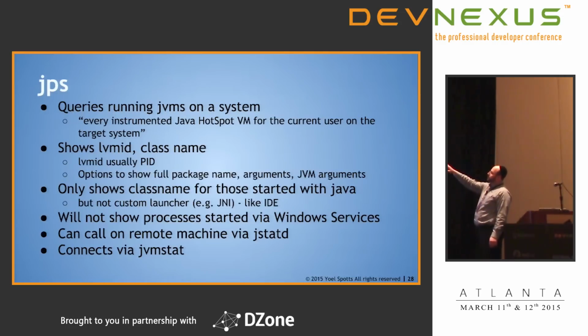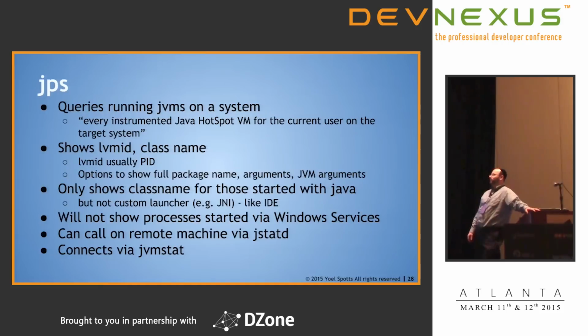And you'll see this is the quote from the documentation. This is the official description: every instrumented Java HotSpot VM for the current user on the target system. So again, this is the current user, and unless you're running jstatd, this is on the local machine. It'll show you what is called the LVM ID, the local virtual machine ID, which in every single case currently is the PID. But they want to disassociate it from what's actually the PID. They want to make it platform independent. So they call it the LVM ID, but in every circumstance that you'll encounter at this point, that's the PID.